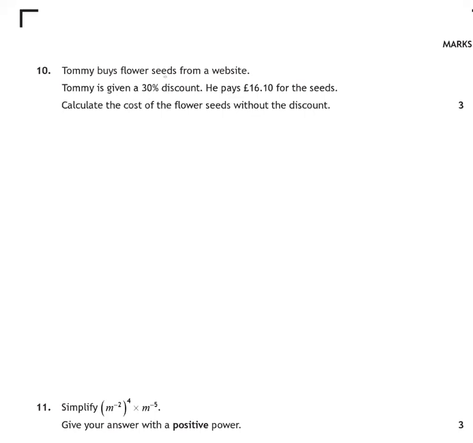Tommy buys flower seeds from a website. Tommy is given a 30% discount if you pay £16.10 for the seeds. Calculate the cost of the flower seeds without the discount. So we know that this represents the price with a 30% discount. So the original value is always 100%, and then this would be 100 minus 30. So 70% is £16.10, or just 16.1.